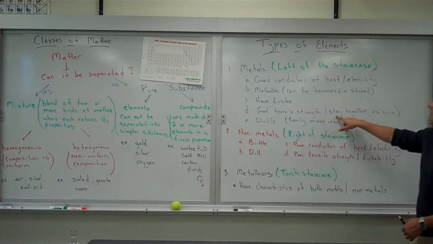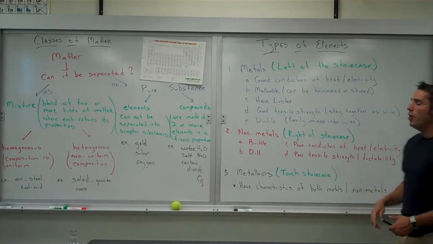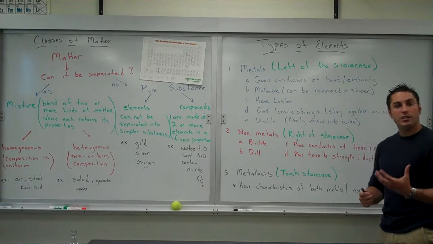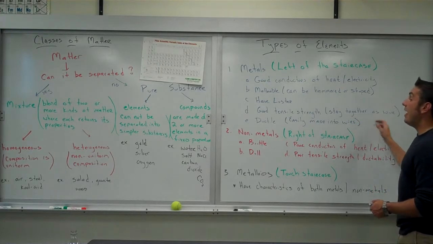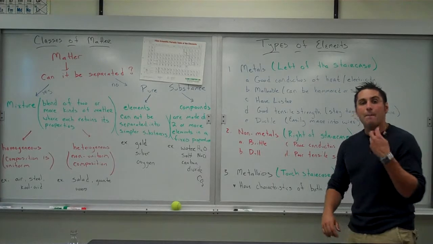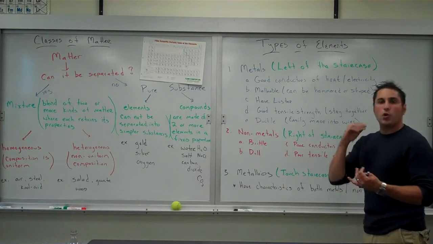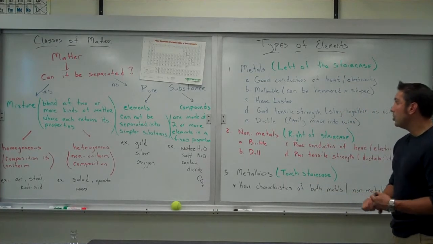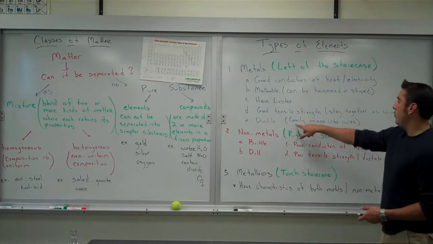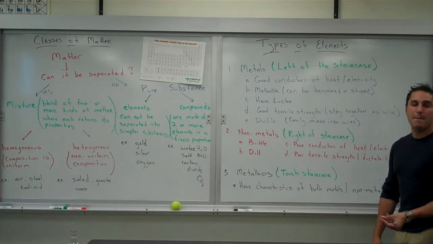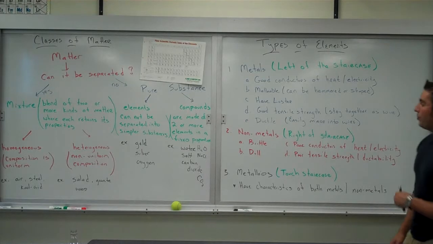Good tensile strength. That means it stays together as a wire. Copper is a great example of something that has good tensile strength. It stays together as a wire, and it's ductile. It's easily made into wire, so that many of the things that run your computers, that run your phone lines, that run all of the electricity in your house tend to be made of copper because we can make it into a wire easily and it stays that way. All because it's a metal, it's to the left of the staircase.